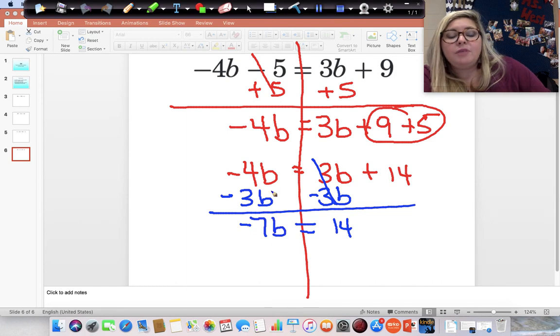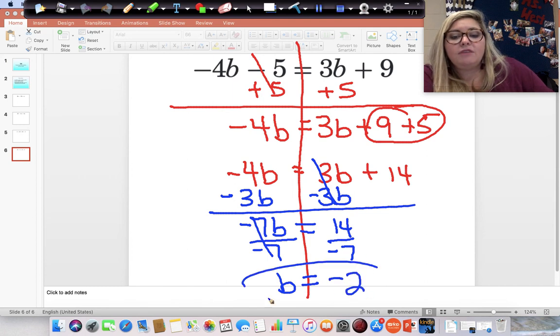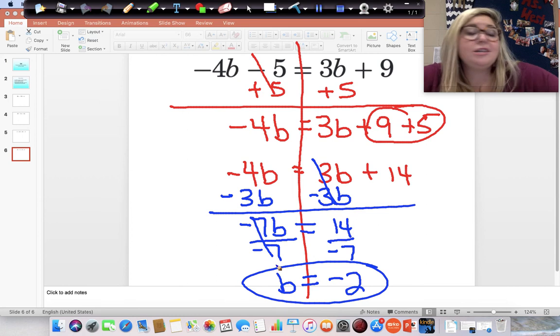I want to get my variable by itself, so I need to do the opposite of what it says. Right now it says to multiply b times -7. We want to do the opposite of that, which is divide both sides by -7. -7 divided by -7 is 1, and 1 times b is b, and 14 divided by -7 is -2. So our answer is b is equal to -2.